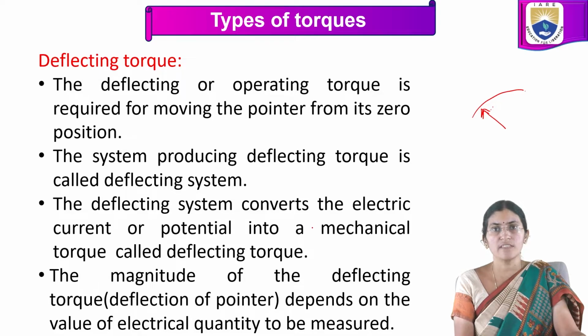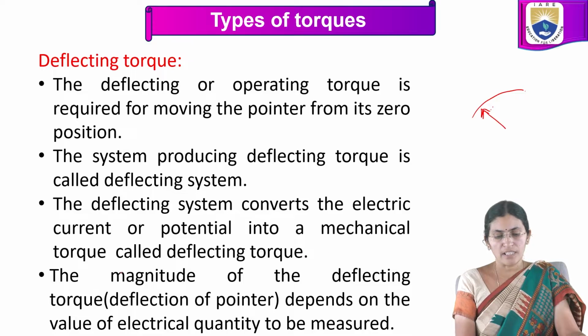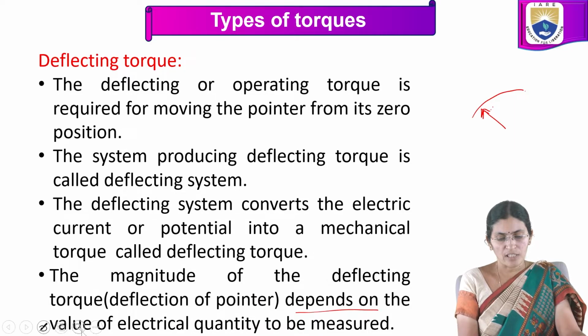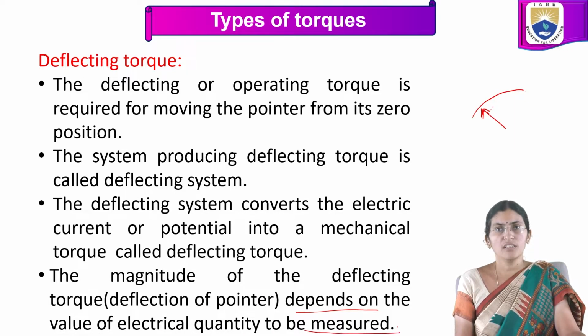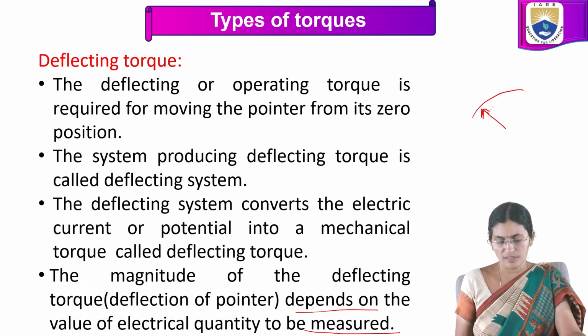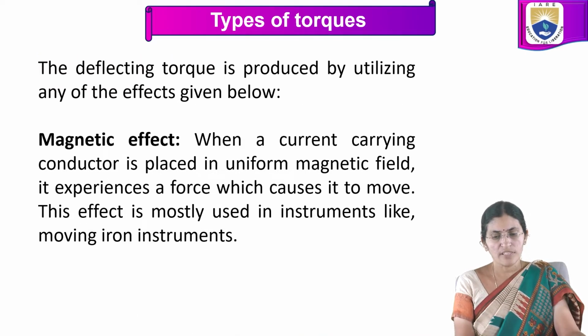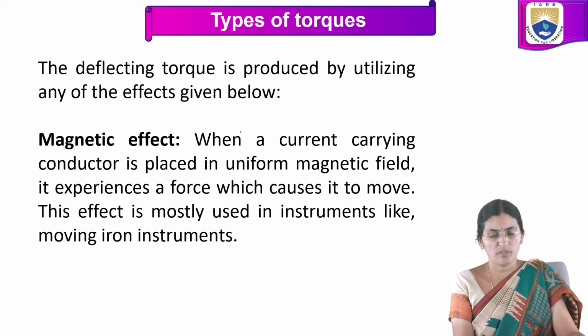The deflecting system converts the electrical current or potential into a mechanical torque called deflecting torque. The magnitude of this deflecting torque will depend upon the value of the electrical quantity which needs to be measured. So it can be current or voltage which is fed to the deflecting system, and the output is in the form of mechanical torque, and that torque is called deflecting torque. The deflecting torque is produced by any of the following effects which are given here.